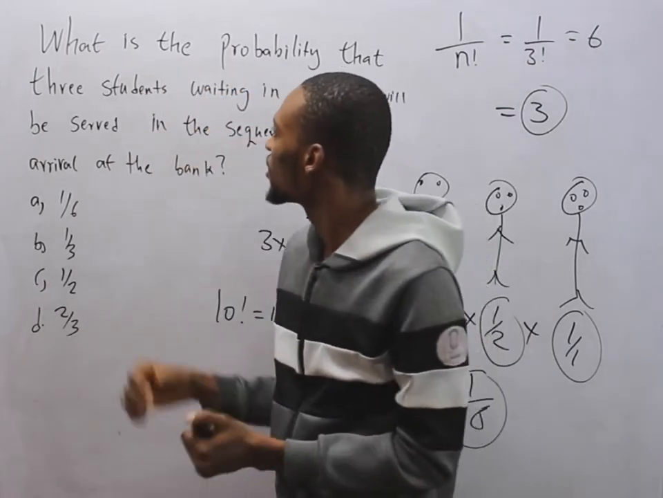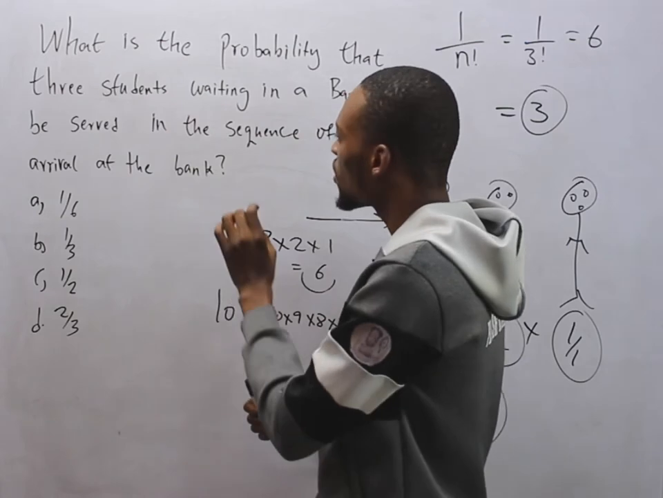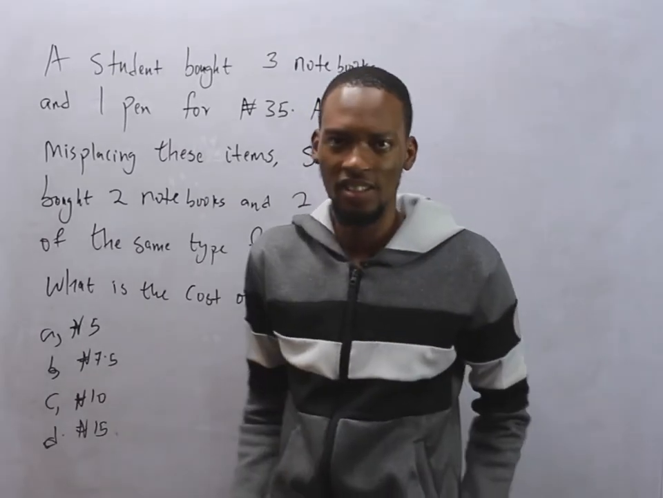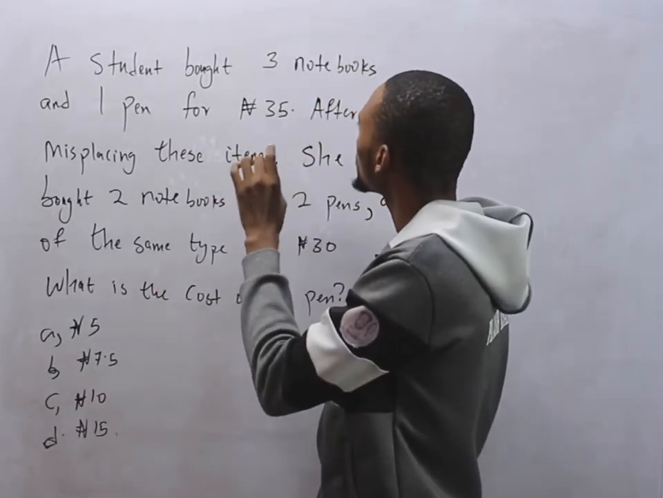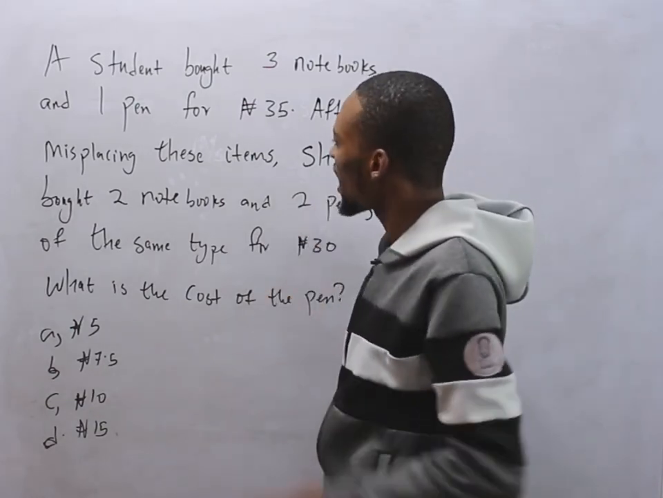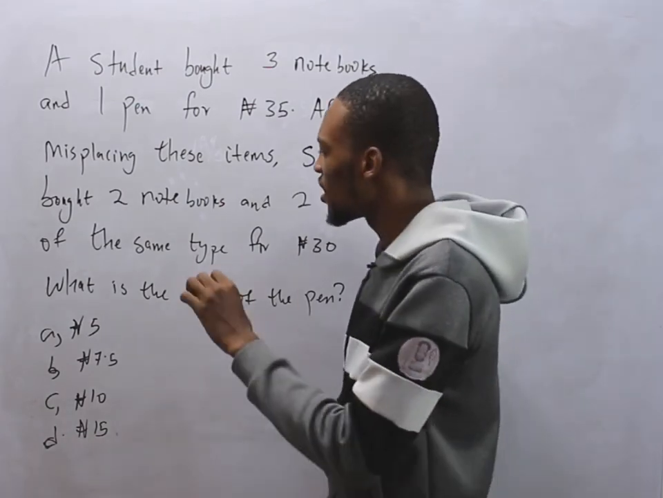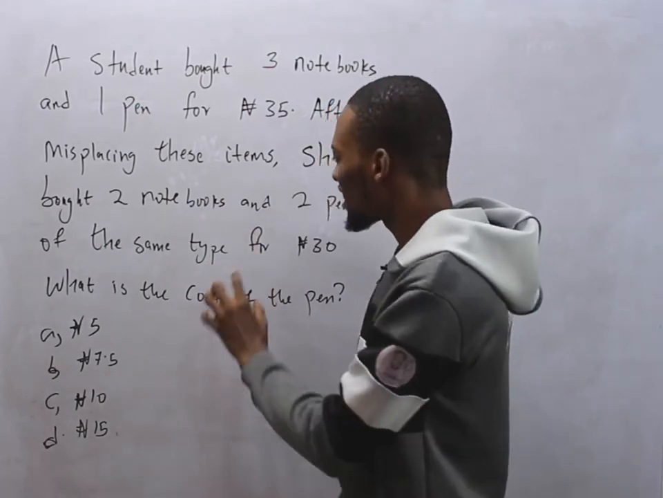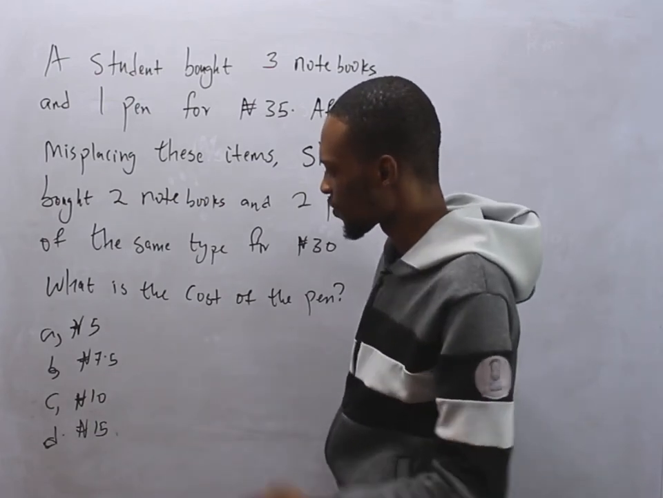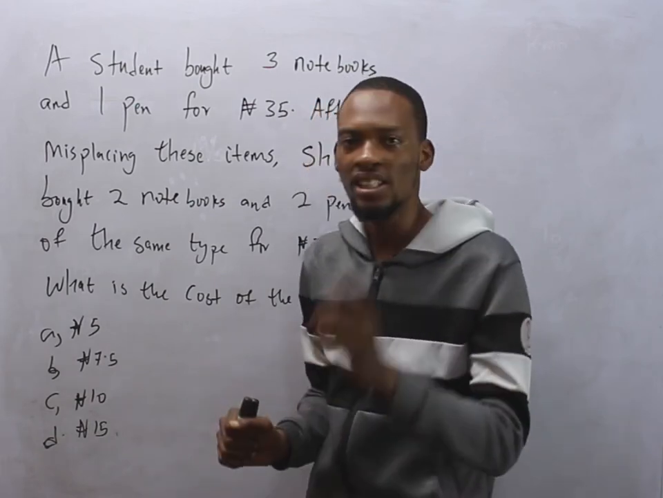So final answer, the probability that the three students waiting in the bank will be served in the sequence of their arrival is 1 over 6. Now look at this question. It says, a student bought 3 notebooks and 1 pen for 35 naira. After misplacing these items, she again bought 2 notebooks and 2 pens, all of the same type, for 30 naira. What is the cost of the pen? A, 5 naira, B, 7.5 naira, C, 10 naira, and D, 15 naira.